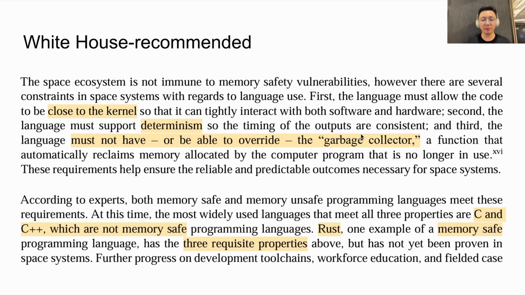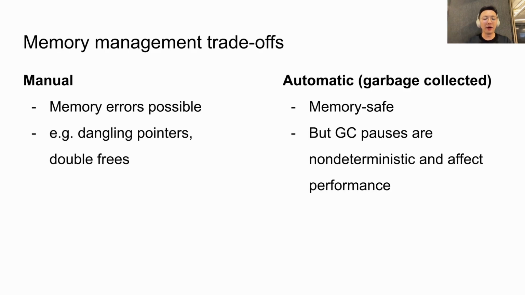It's also recommended by the White House as a language that's close to the kernel, deterministic, doesn't have a garbage collector, and yet is memory safe. So how does it achieve that, right? What's so great about it, right? Well, we've heard some things about why it's so great. But to understand why it is so good, we're going to talk about some memory management trade-offs first.